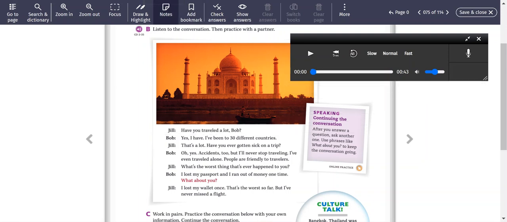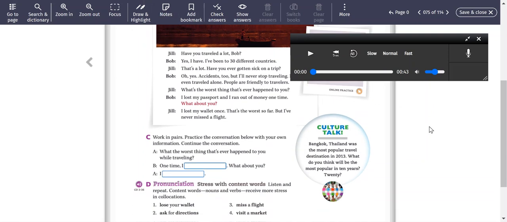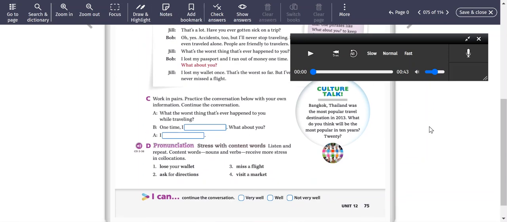Please practice the conversation by shadow reading. We'll do it again in class. Then look at part C. Please prepare to have conversations below with your own information. For example, what's the worst thing that's ever happened to you when traveling? One time I missed my flight. What about you? Think of different examples and situations.